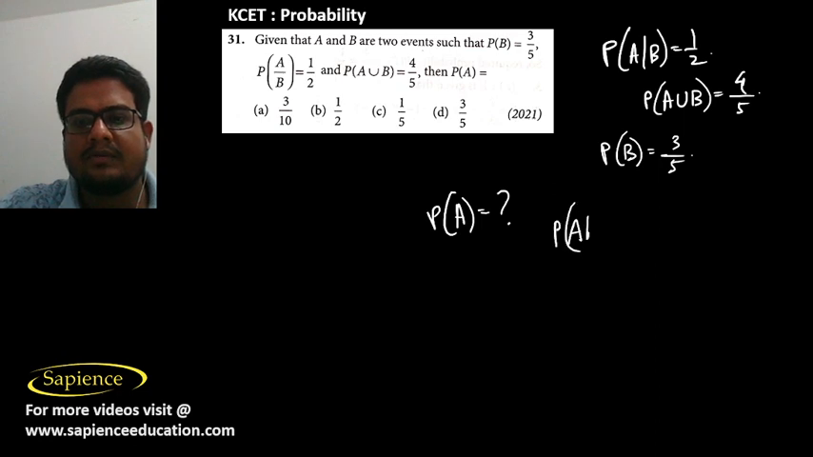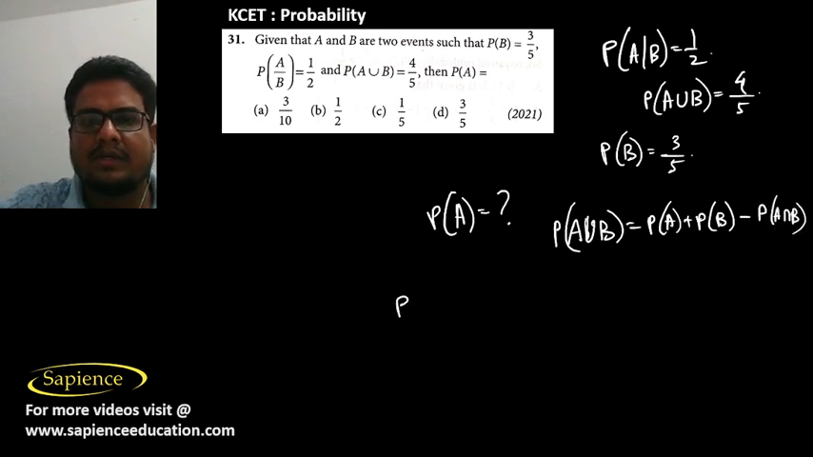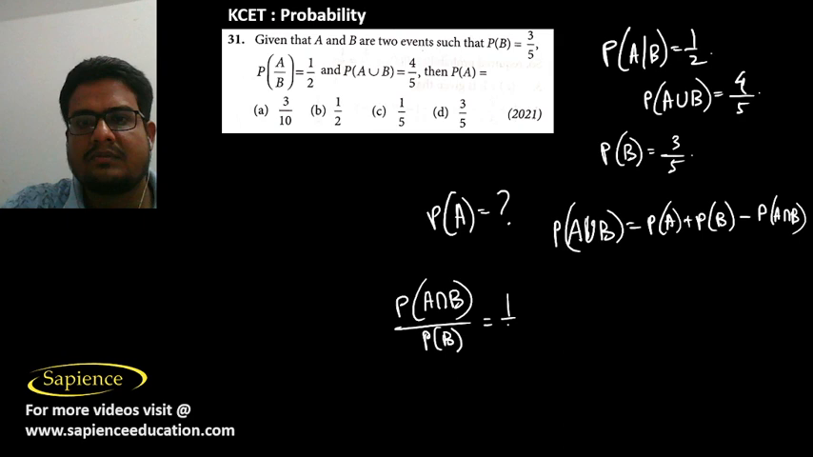So P of A union B will be equal to P of A plus P of B minus P of A intersection B. So P of A given B is half, so it means that P of A intersection B divided by P of B is equal to half. So P of A intersection B is equal to half into P of B, that is 3 by 5. So that is 3 by 10.